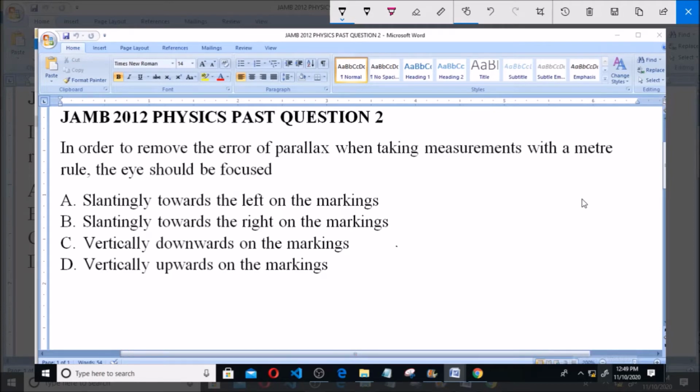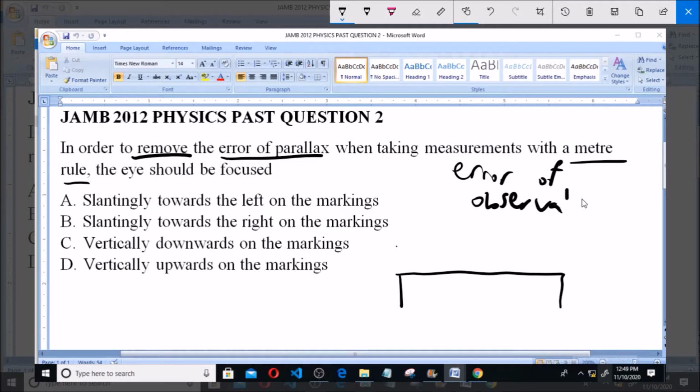So what we're looking at here is error of parallax, and basically you are asked, what do you do in order to remove error of parallax when taking measurements with a meter rule? Now, the error of parallax is an error of observation.